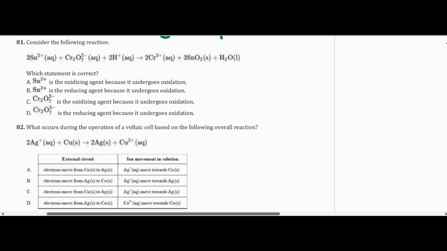81. Consider the following reaction. Which statement is correct? Okay, well, let's have a look at tin. So tin starts off being 2 plus. And then in the next one, what is it? Well, we have SnO2. So that will be minus 4. That will be plus 4. It's been oxidized. So it undergoes oxidation. It's therefore the reducing agent. Yeah, 81B.